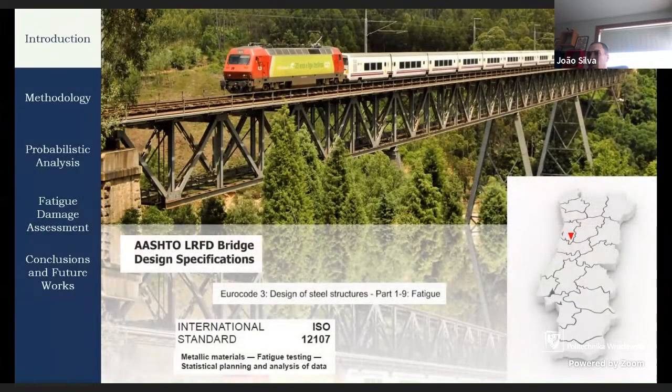The proposal of this work is to show and compare various probabilistic models and how they can predict the fatigue life of metallic bridges, and especially to prove that some standards are too conservative. For that, the old metallic structure in this study will be the Barton Bridge, a bridge located in Portugal that belongs to the Beira Alta line, which connects Portugal to Spain.